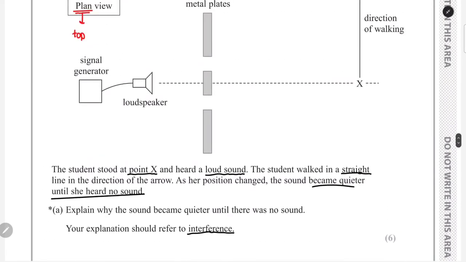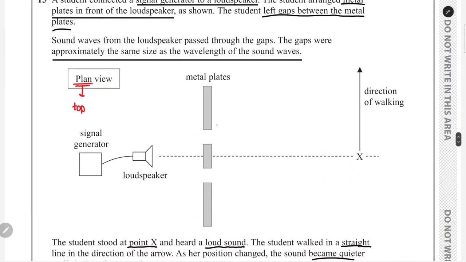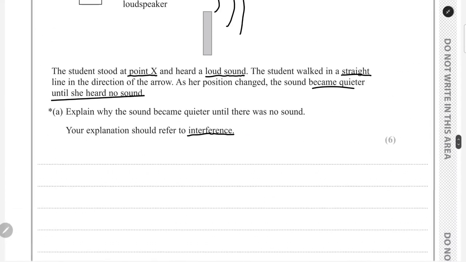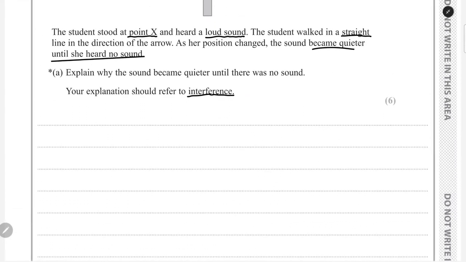Now, since the wavelength of the sound waves and the gap size are almost equal, there will be diffraction. These waves will diffract according to Huygens' principle and interfere with each other when they meet. So we start with diffraction. The waves diffract as they pass through the gaps.